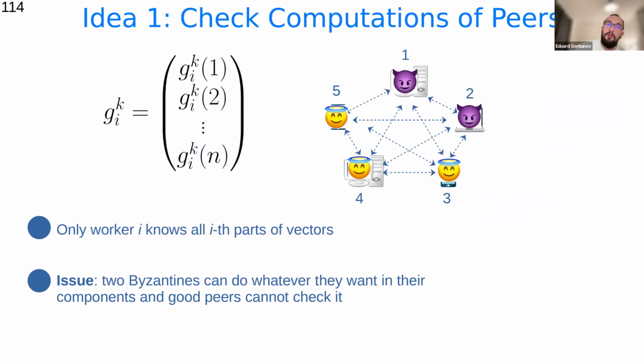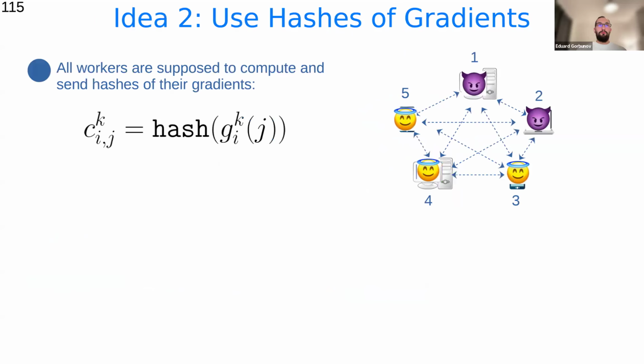Yeah, also, another thing is that they can collude. They can jointly, between themselves, send anything they want, and it will be problematic to check that. So to resolve this issue, in our protocol, we ask every client to submit hashes of the corresponding J-th part of their vectors.